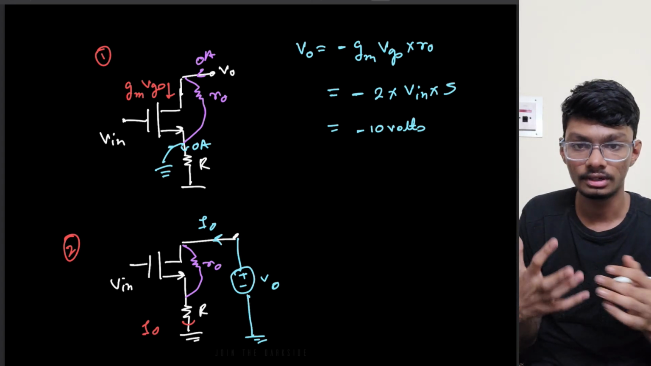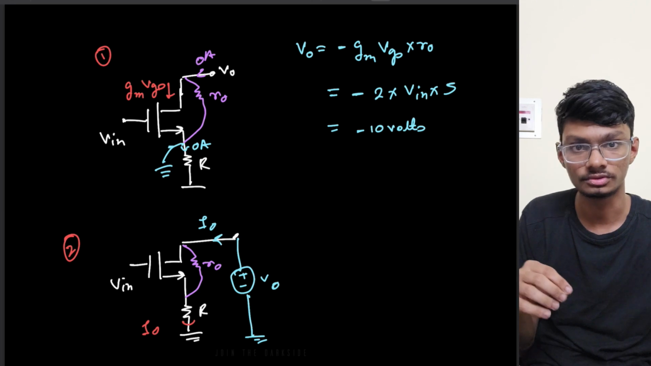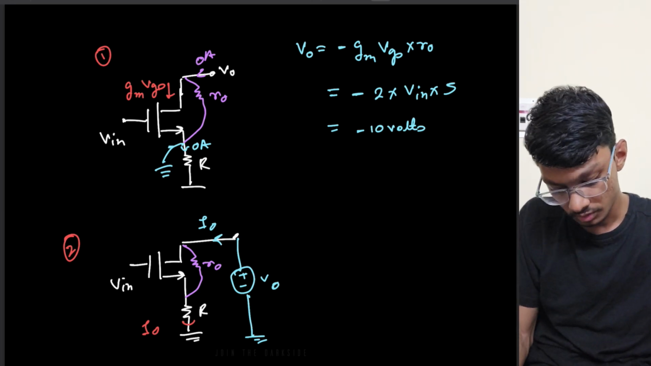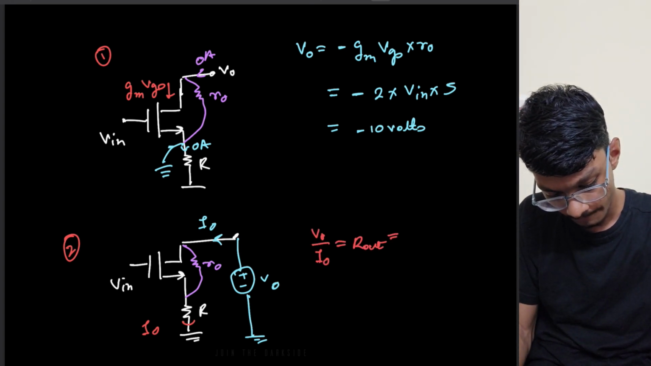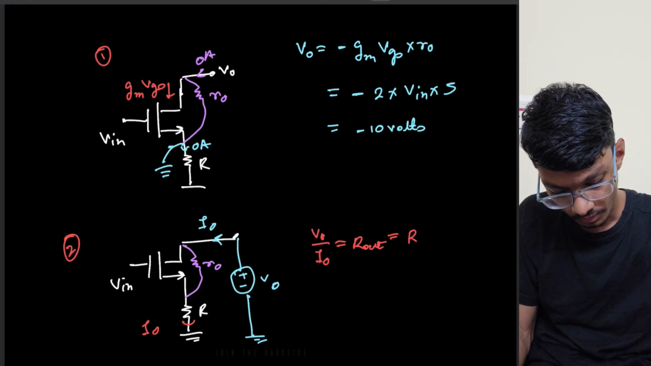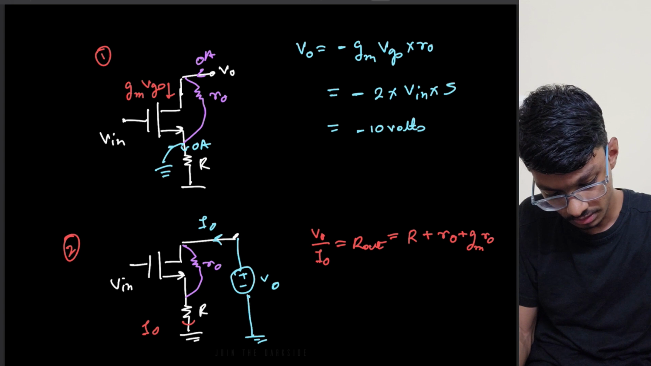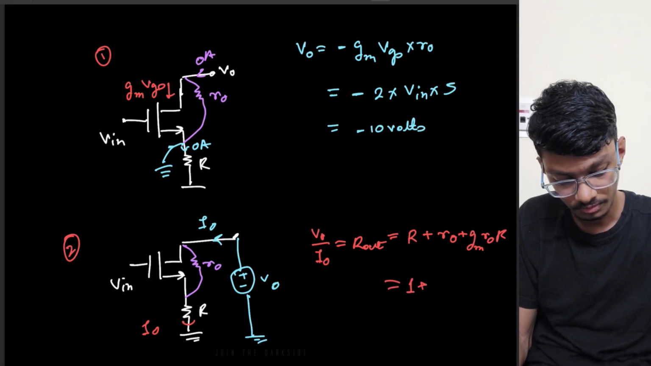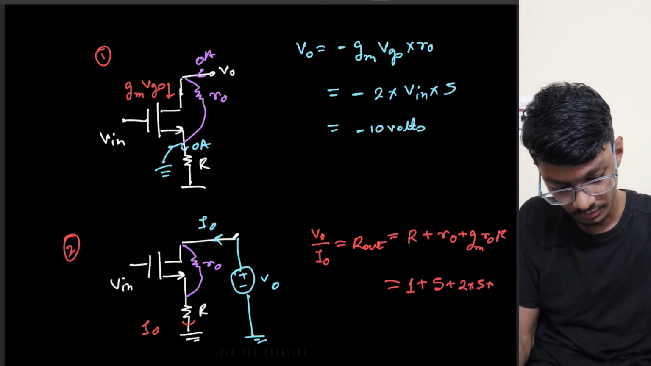If we derive the output resistance, we remember the formula. If you don't, we can derive it also, but I am not deriving it here. I have posted one short, you can watch that. So the formula for VO over IO, which is R out, equals R plus RO plus GM RO R. So R is 1, RO is 5, GM is 2 times 5 times 1, which equals 16 ohms.